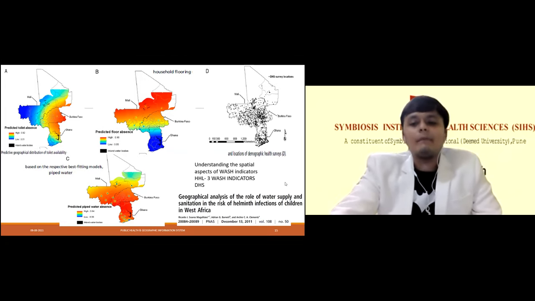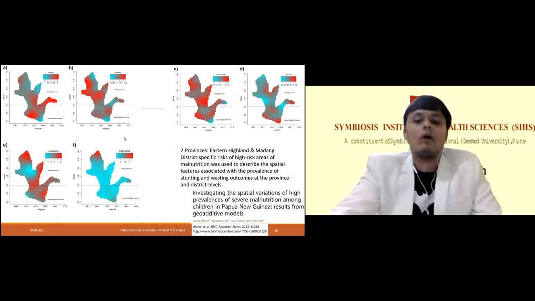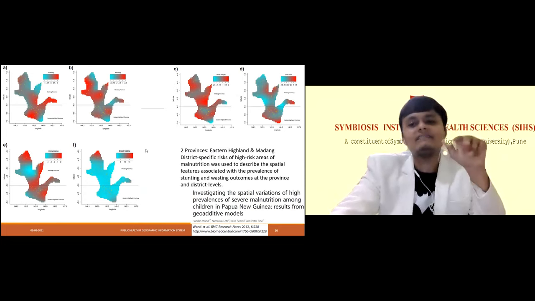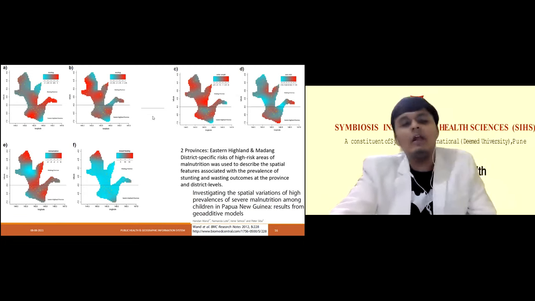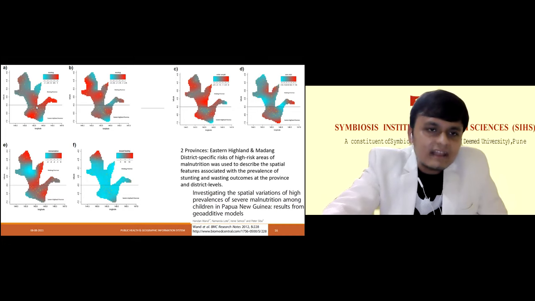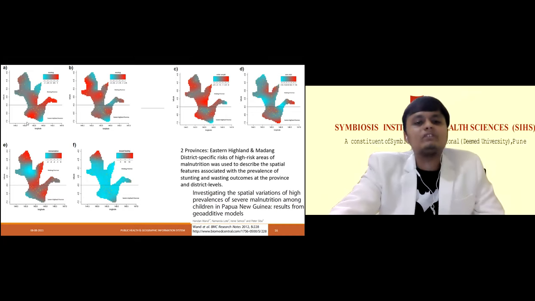The next example is from Papua New Guinea. Sorry if I am pronouncing it wrong. Here they investigated the spatial variation of high prevalence of severe malnutrition among two provinces, the Eastern Highlands Province and the Madang District. The authors divided this study into three phases. In the first phase, they did a multi-level household cross-sectional study, and around 700 children's nutritional health status were used. In diagram A, as you can see, there are small yellow dots. These are the participants which were included in the study.